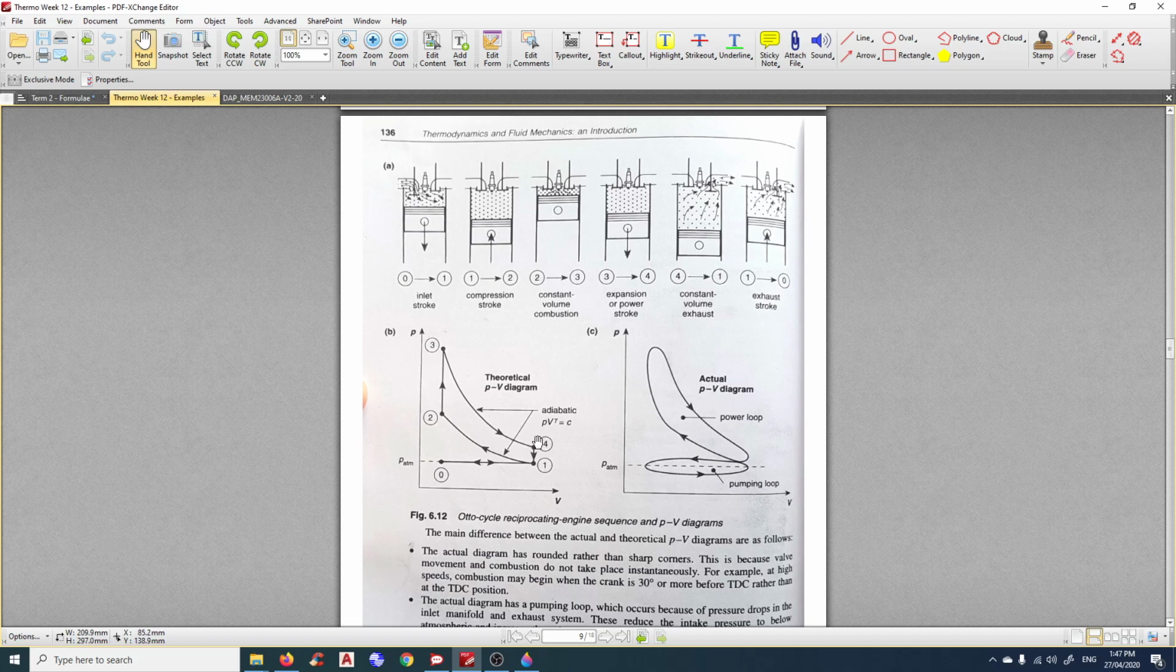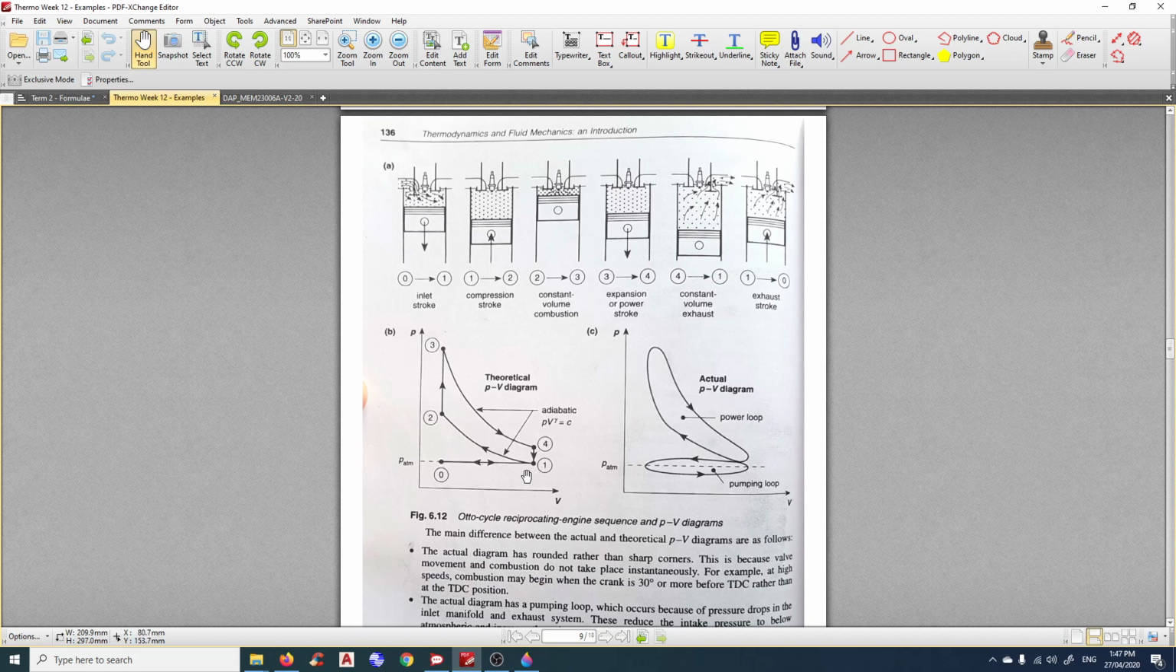From 4 to 1, the gas is again losing pressure at constant volume. If you look at 4 to 1 here, the piston is already at the bottom dead center. It can't go any lower, so this chamber of gas here is also fixed. Hence 4 to 1 and 2 to 3, where the piston is at the top dead center, are constant volume processes.